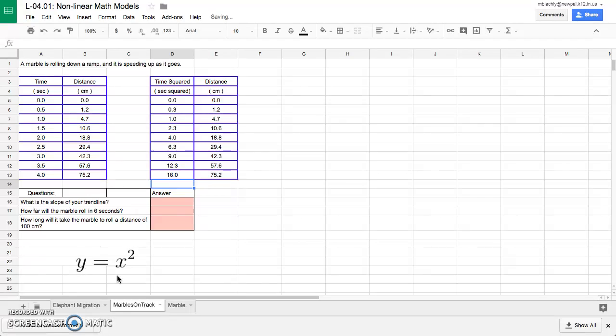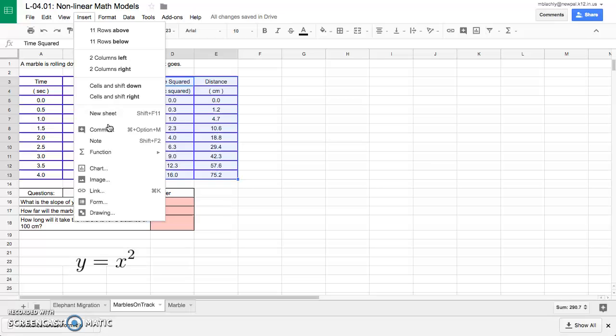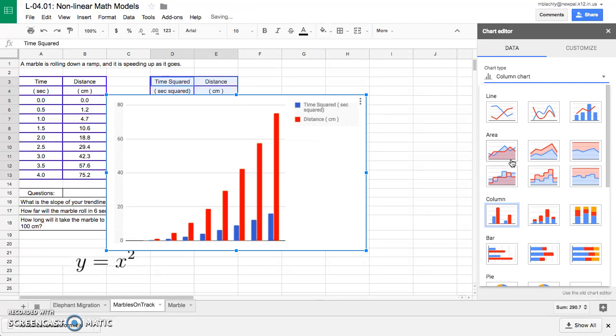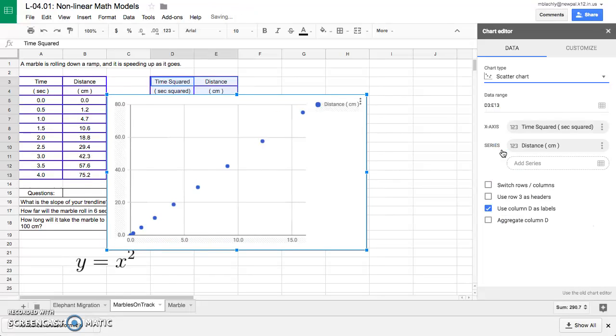So since I thought it looked like a parabola, I've got y, that's the distance, and I've got x squared, that's the time squared. And now I can graph it and see if that gives me a straight line. So I'm going to go to Insert, Chart. Under Chart Type, I scroll down until I see Scatter Plot, and now you can see a nice straight line on your data. So now we just need to finish things up.